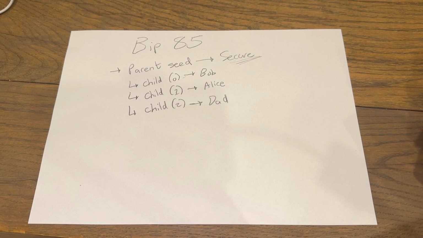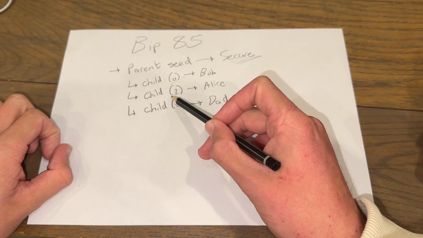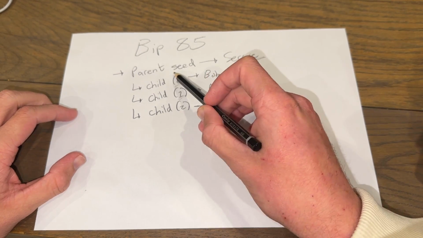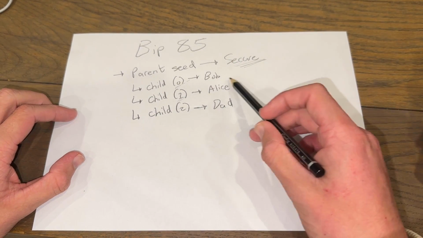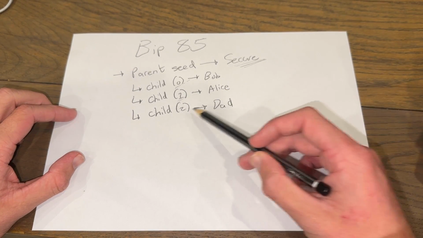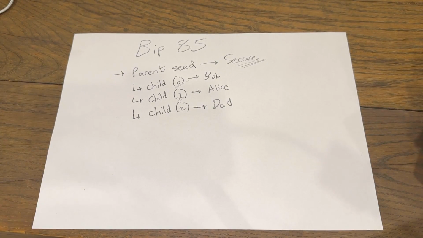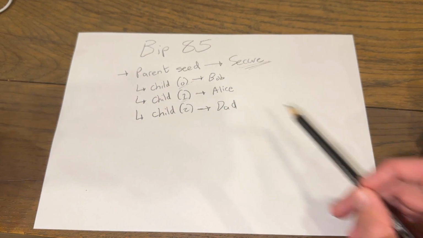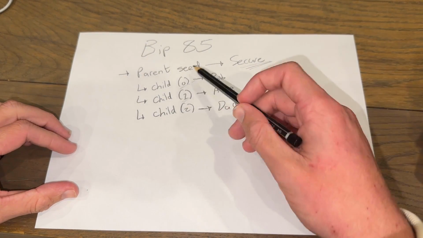One thing that's important to note is that you should keep track of this index, because index 0 from this parent seed will always create Bob's wallet. And index 1 will always create Alice's wallet, and index 2 will always create Dad's wallet. So make sure to write down who has what index. Another thing to note is that you cannot generate the parent seed from the child seed. You can only generate the child seed from the parent.